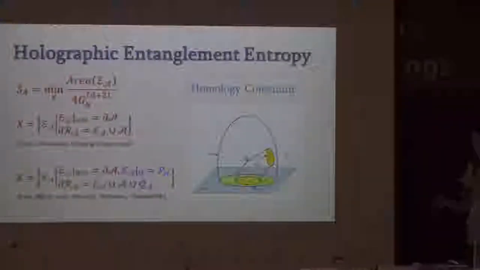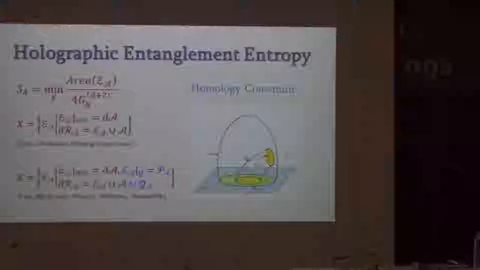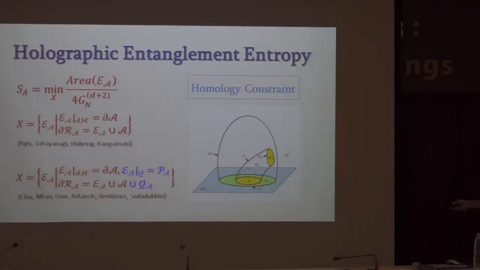So those surfaces give you the entanglement ridge. And also, you should satisfy the homology constraint. That means the QA and the A should have the same homology type.